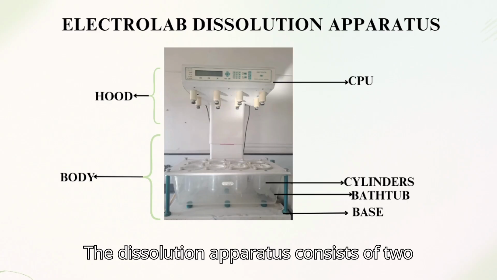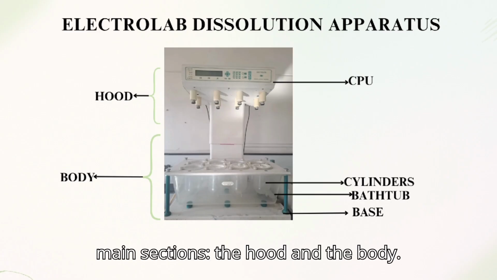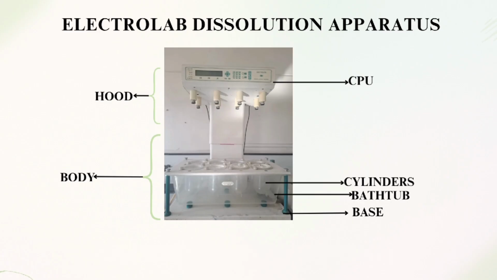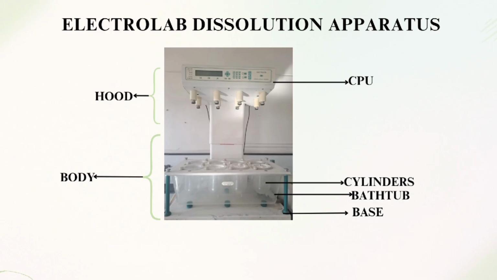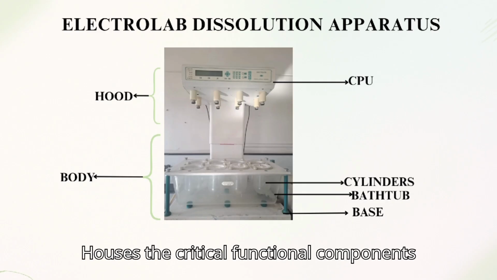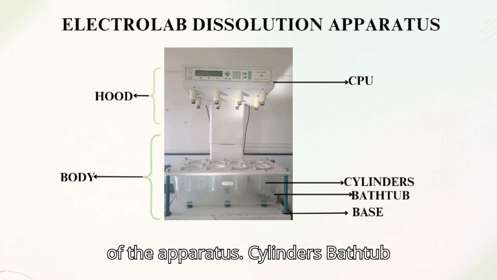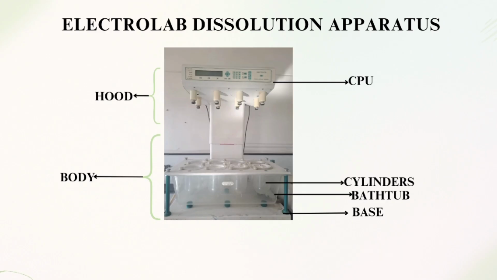The dissolution apparatus consists of 2 main sections, the hood and the body. The hood, the upper section, contains the control processing unit, the CPU. The body, the lower section, houses the critical functional components of the apparatus: cylinders, bathtub, and base.